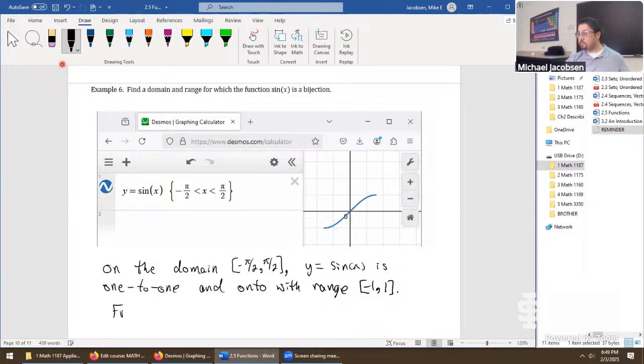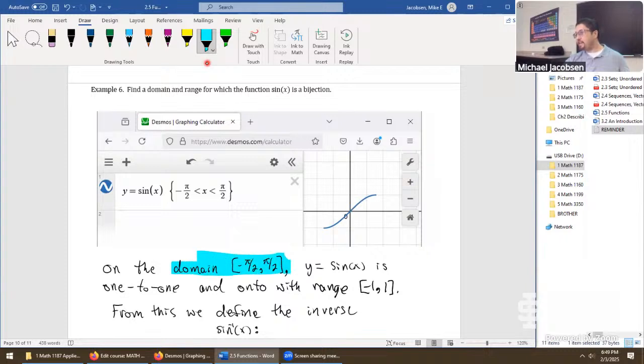Then from this, we define the inverse, either call it arcsine or just sine inverse x. It's a totally new function, but notice what it does.